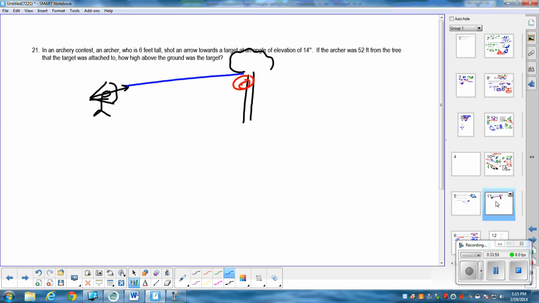We are assuming a straight line to the target at a 14-degree angle. We know that this is 52 degrees. Sorry, we know that this is 52 feet. And we would like to know how high the target is from the ground. We'll get back to that in a second. Right now, all we can find is how high the target is from the height of the bow, which is 6 feet off the ground.